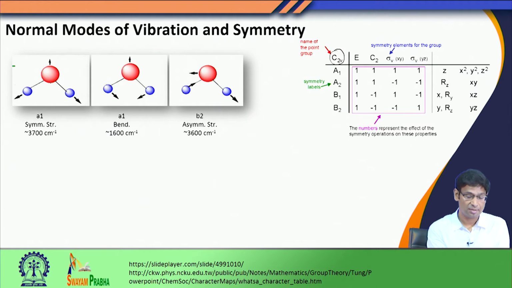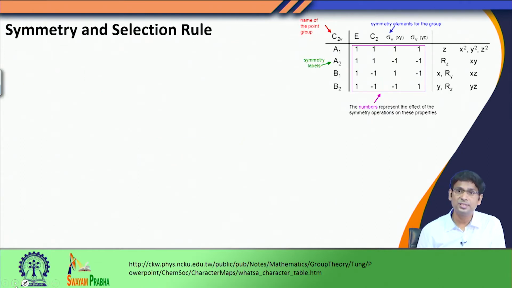We also discussed that different normal modes of the water molecule can be assigned a particular symmetry. For example, symmetric stretching belongs to A1 symmetry, or A1 irreducible representation. Bending also belongs to the A1 irreducible representation. Asymmetric stretching, on the other hand, belongs to the B2 irreducible representation. Now, we will continue our discussion further on this point, and we will see how we can use symmetry to derive selection rules.